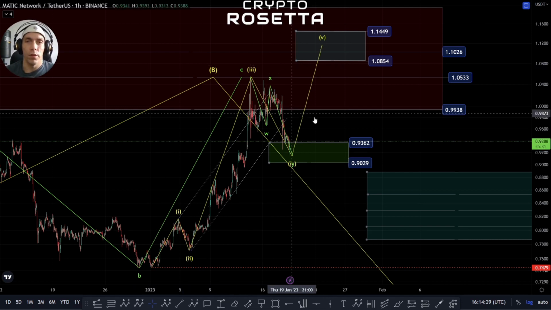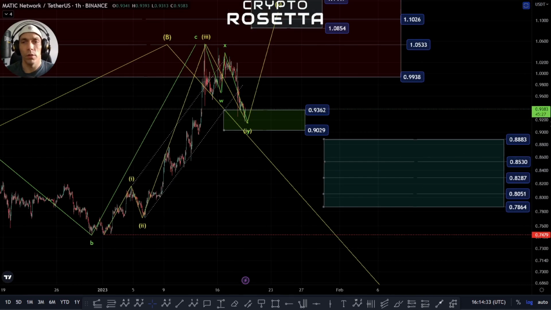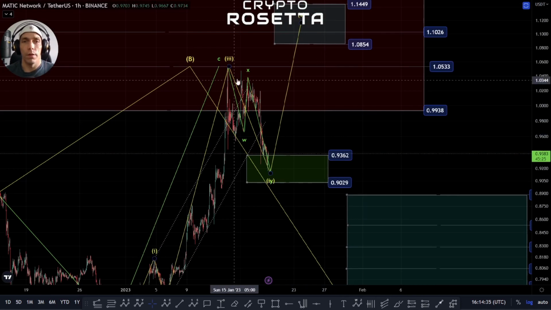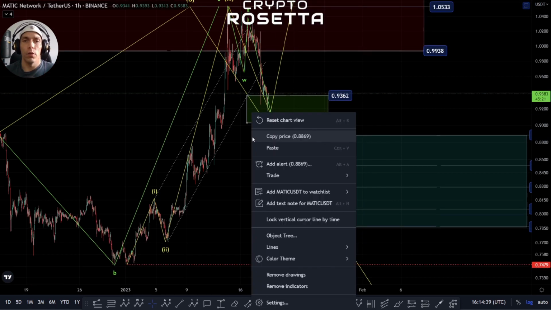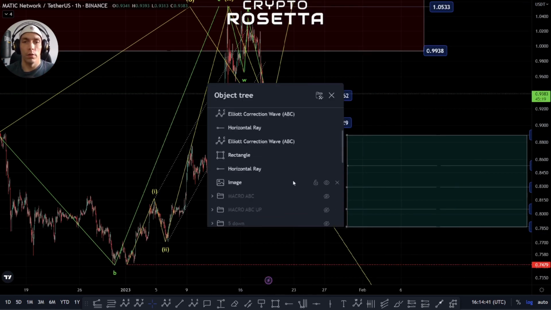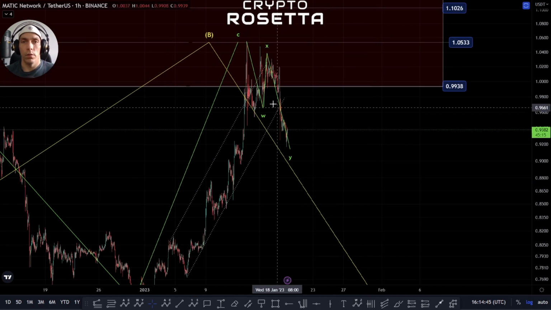But I would be expecting a 5-wave move here if we're looking at this as a flat. So within that, what we'd be looking for effectively is whether we hold this 4th wave position and push up. If we don't, what we could be looking at is, if I turn this off for a second, let's turn that off.